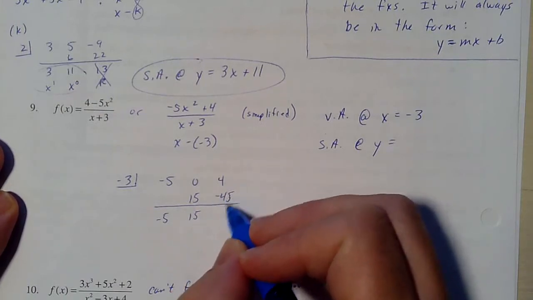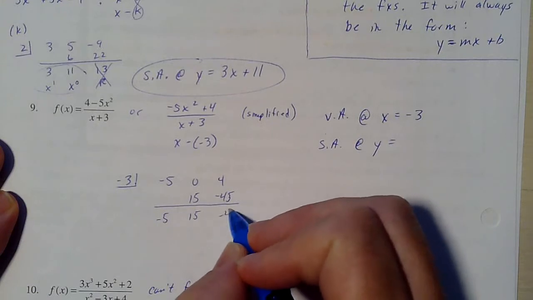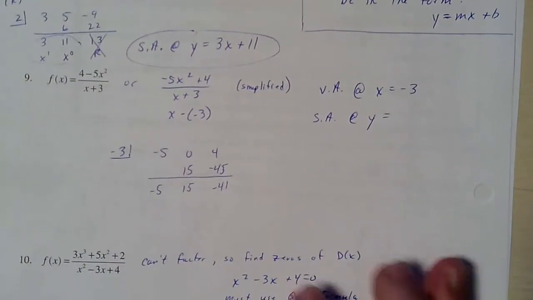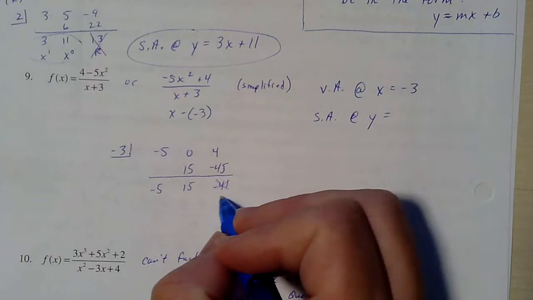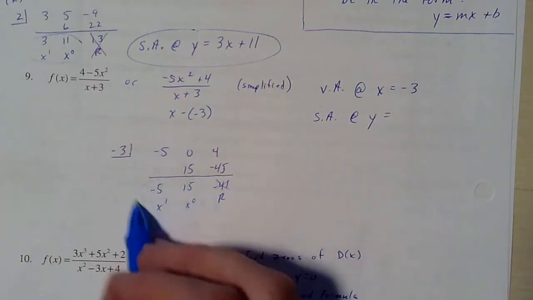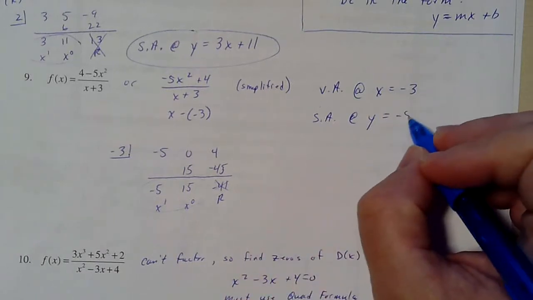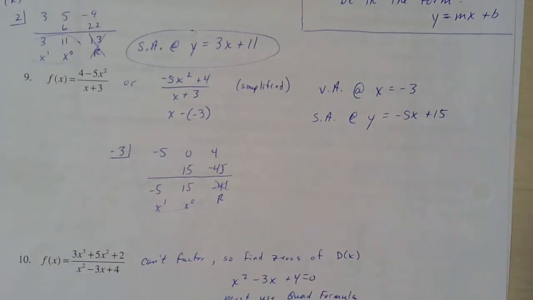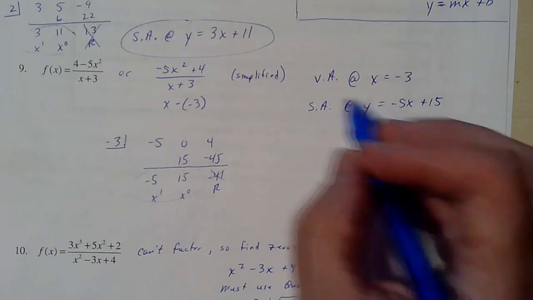Okay, we can actually stop at this point. We don't even need the remainder, but it's negative 41 if you found it. We throw this out. Remainder, constant term, linear term. So this makes up my slant asymptote, negative 5x plus 15.